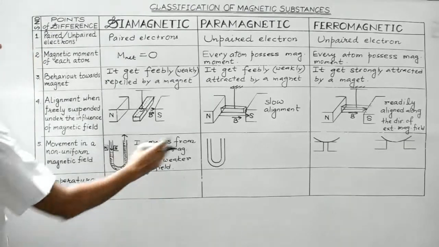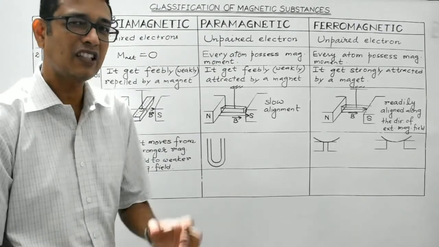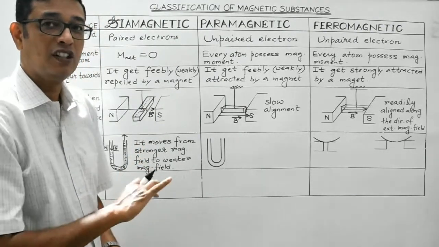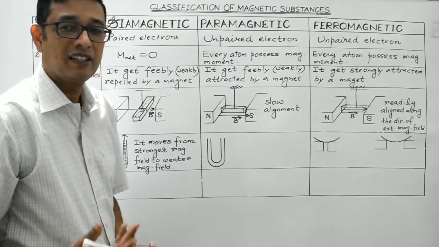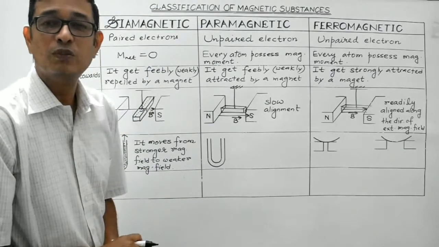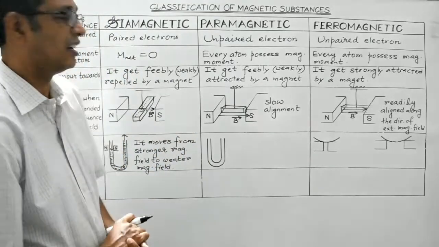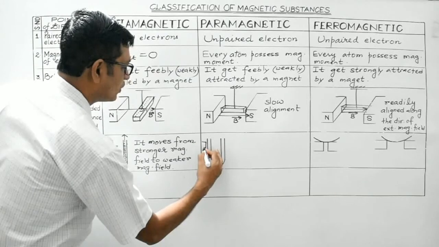Okay. Let's discuss the case of paramagnetic. The paramagnetic behavior is exactly opposite. So here, dia tends to move from stronger to weaker. In the case of para, it is found that when it is placed under the influence of a non-uniform magnetic field, it tends to move from the weaker magnetic field to the region of stronger magnetic field. So, in this case, it is observed like this.